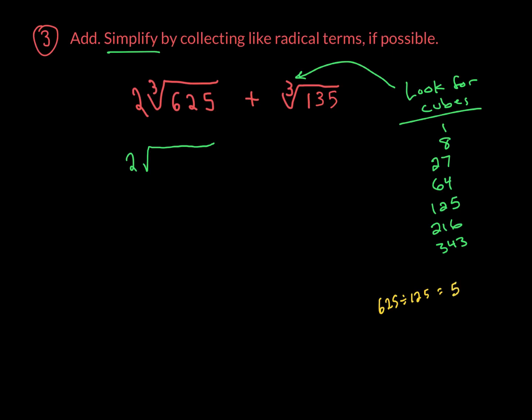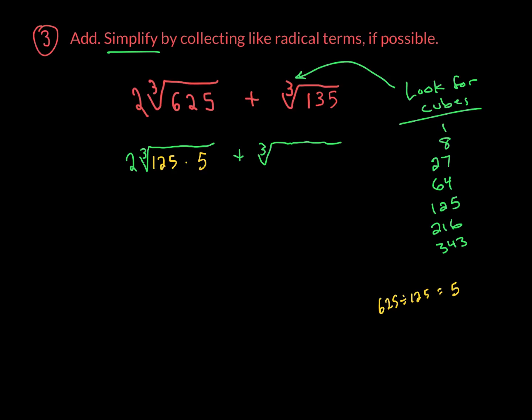In that case, you get 5. So we can rewrite that 625 as 125 times 5. Okay, and don't forget your 3 there in that nook. So 2 cube root of 125 times 5. I'm going to do the same thing with this cube root of 135. Going to check to see if any of these cubes go into 135.